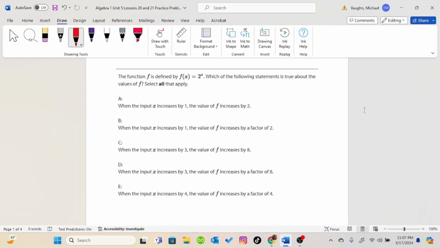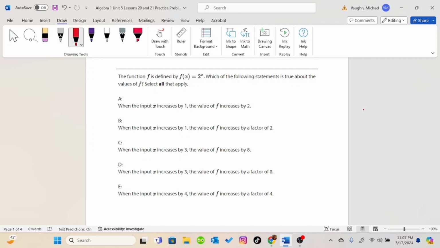The function f is defined by f of x equals 2 to the power of x. Which of the following statements is true about the values of f? Select all that apply. A says when the input increases by 1, the value of f increases by 2. B says when the input x increases by 1, the value of f increases by a factor of 2.